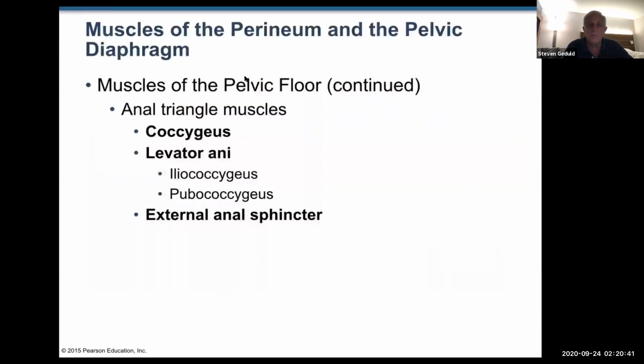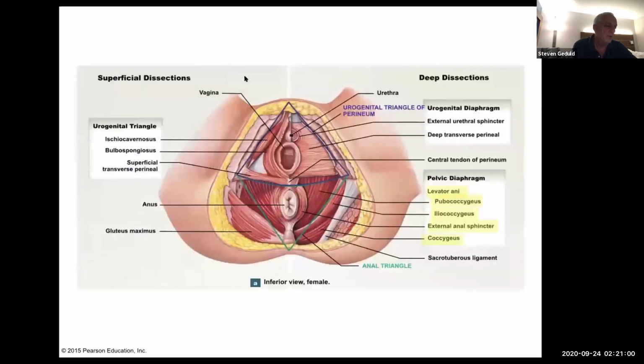The anal triangle: the coccygeus muscle, the levator ani, which is the iliococcygeus muscle and the pubococcygeus muscle, and the external anal sphincter. Again, external anal sphincter is under voluntary control. So here's your pubococcygeus muscle, your iliococcygeus runs to the side here, and your external anal sphincter. Again, a sphincter muscle is a circular muscle, and the external ones are under voluntary control. And then the coccygeus muscle on the outer ridge there.